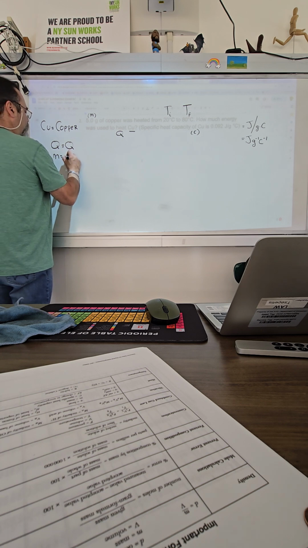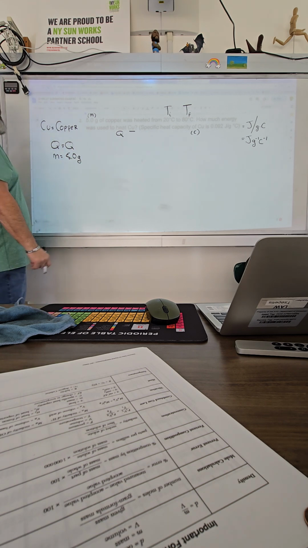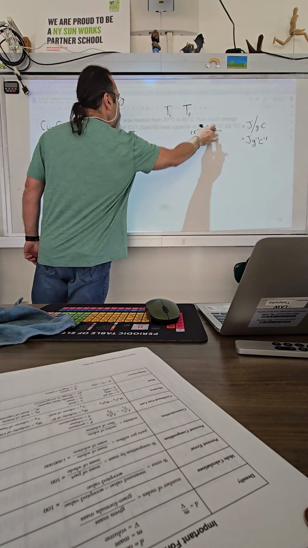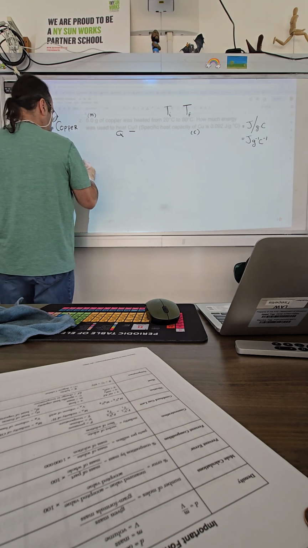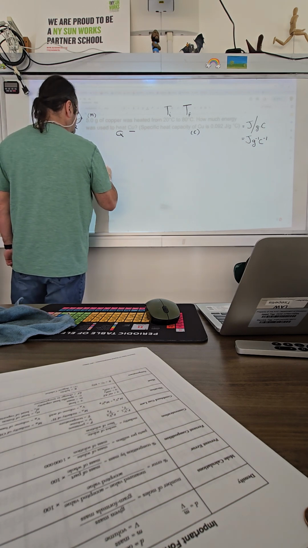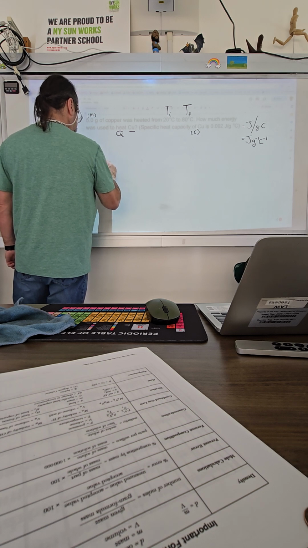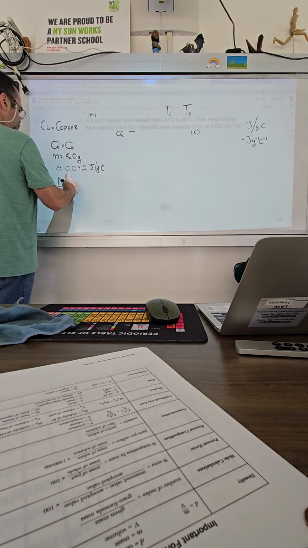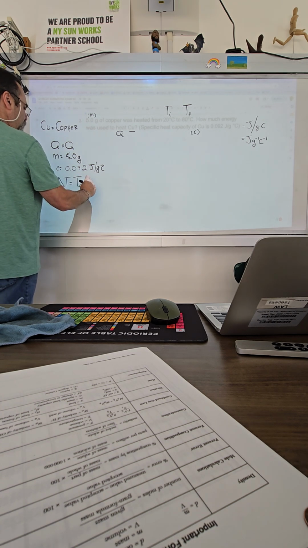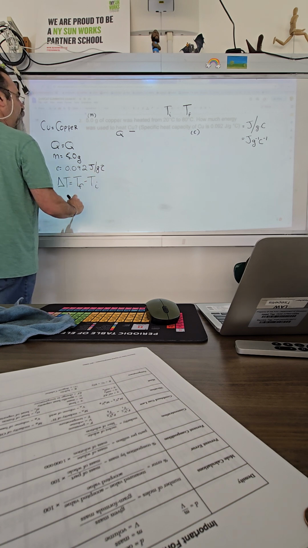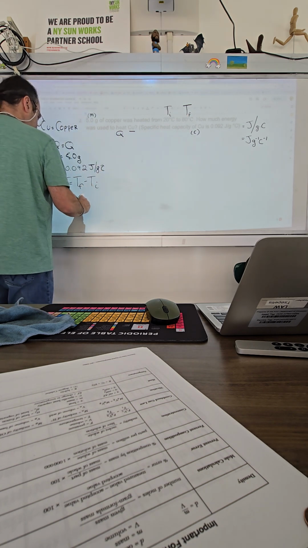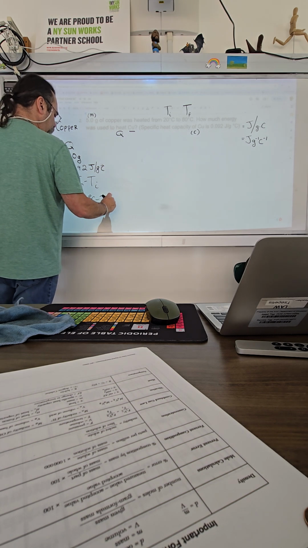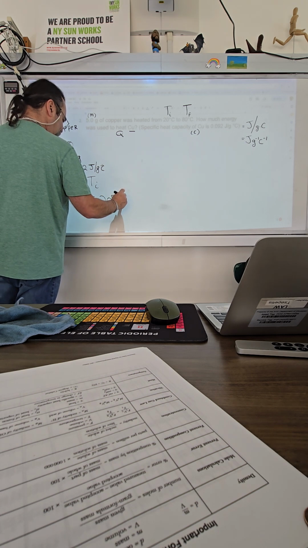m is 5.0 grams, or g. C is the specific heat capacity of copper, which is 0.092 joules per gram degree Celsius. So now delta T equals T final minus T initial, which is 80 degrees Celsius minus 20 degrees Celsius, giving us 60 degrees Celsius.